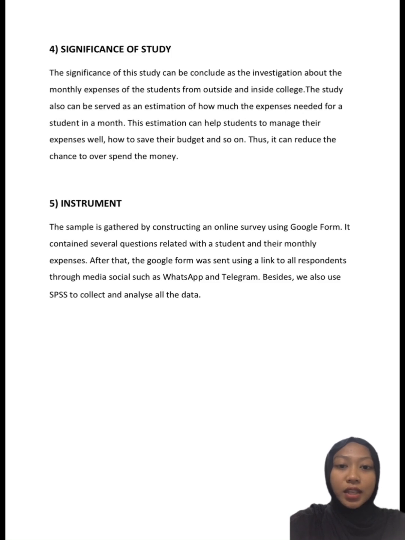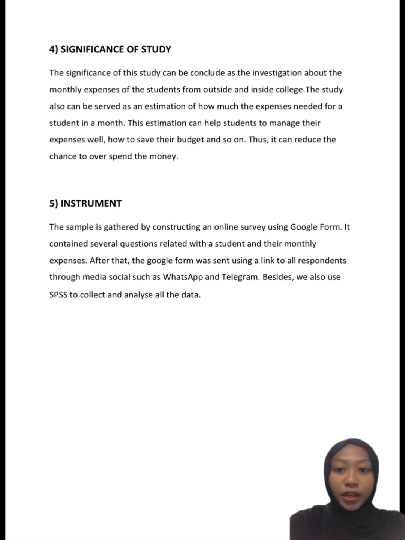Number 4 is the significance of study. The significance of this study can be concluded as the investigation about the monthly expenses of the students from outside and inside college. The study can also serve as an estimation of how much expense is needed for a student in a month. This estimation can help students to manage their expenses well, save their budget, and so on. Thus, it can reduce the chance of overspending.